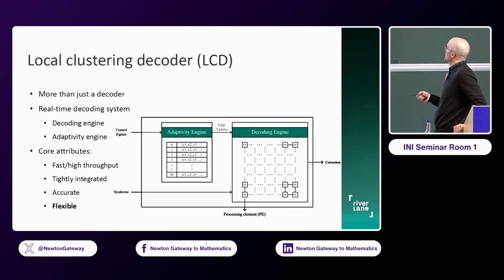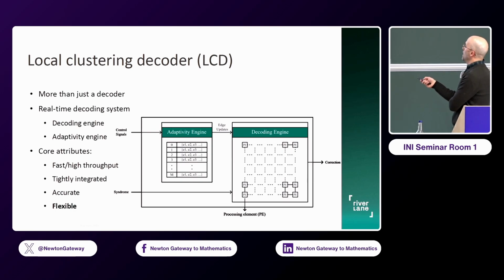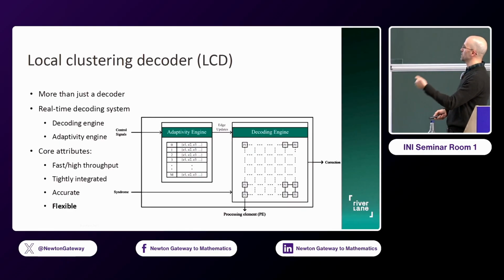The decoding engine, I'm going to illustrate in this way. It looks like an array of PEs. A PE is a processing element that you can think of as a worker that does some small computation in parallel. Okay. So the core attribute of the whole system is that it's going to be fast. It's going to have the throughput that we need to decode the surface code in real time.